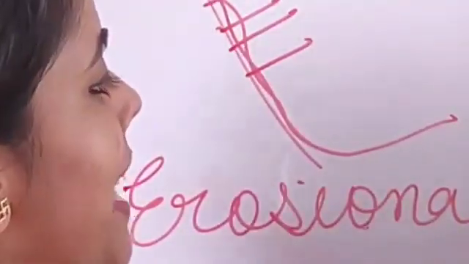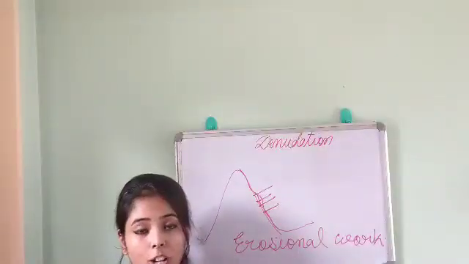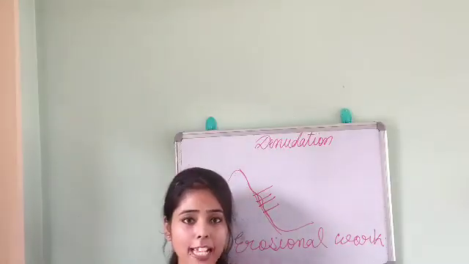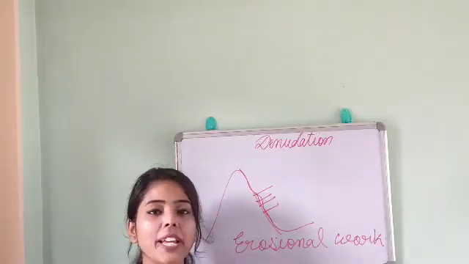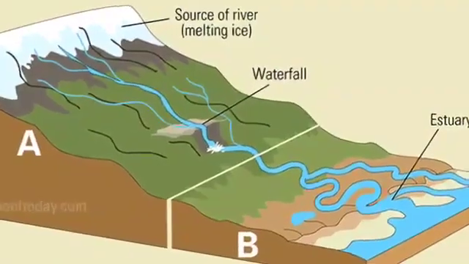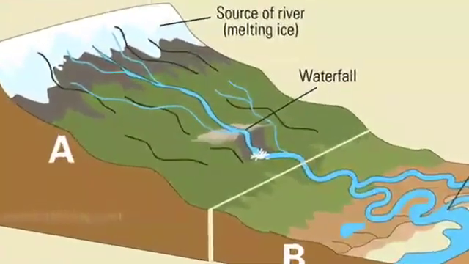So there are so many landforms, so many structures on the earth's surface that have been created or developed by the river. What are they? Let's look into this. Okay.